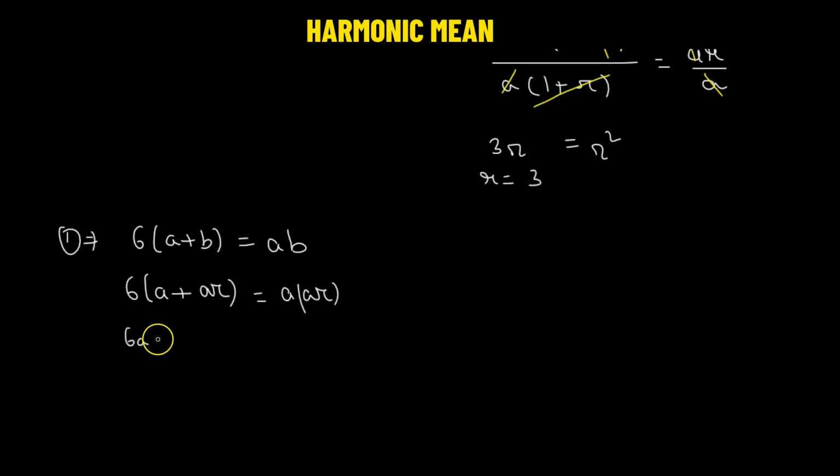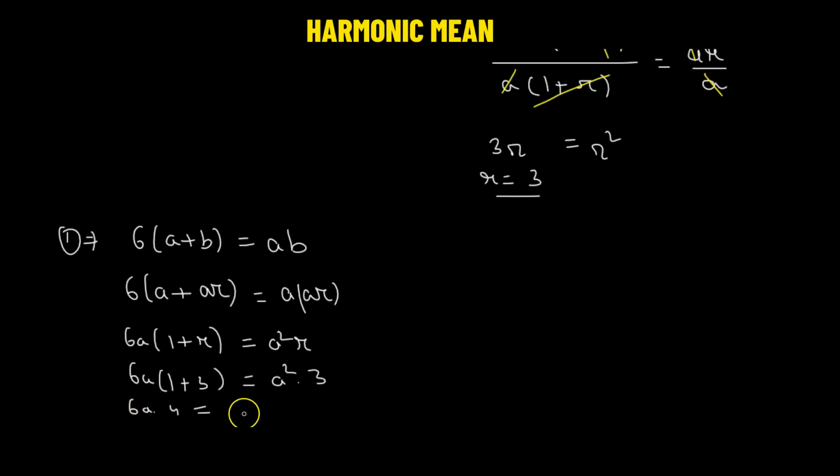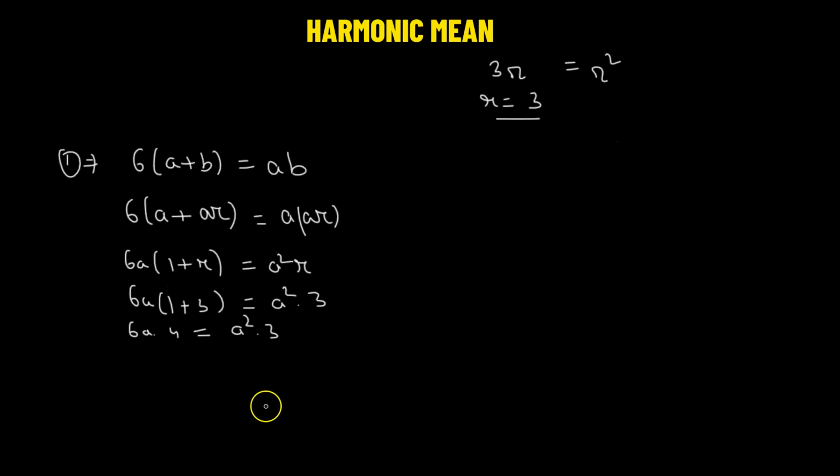So we have 6 times A multiplied to (1 plus r) equals A squared times r. We have the value of r. So if we substitute r with 3, we have 6A multiplied to (1 plus 3) equals A squared times 3. So we have 6A times 4 equals A squared times 3. That gives us 24A equals 3A squared. Or simply, we can divide both sides by 3 and we get A equals 8. So we have finally found out the value of A. So A is 8 and the value of r is 3.